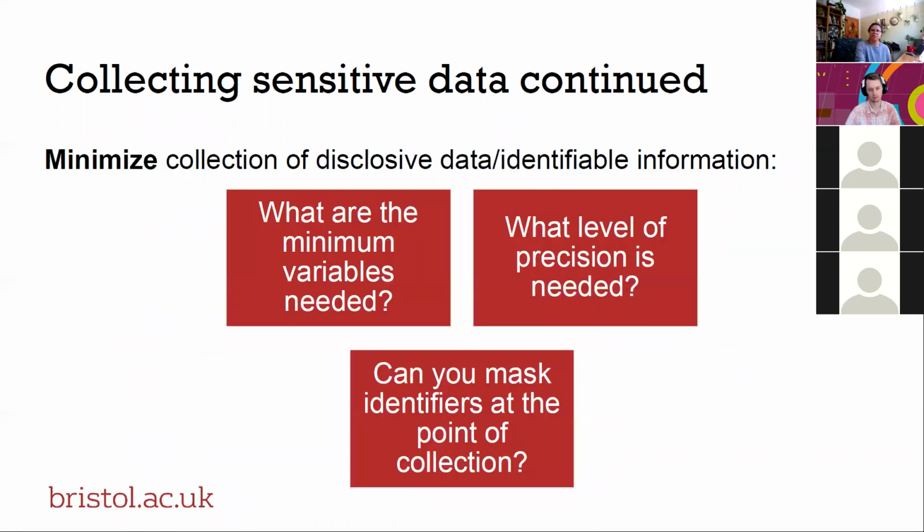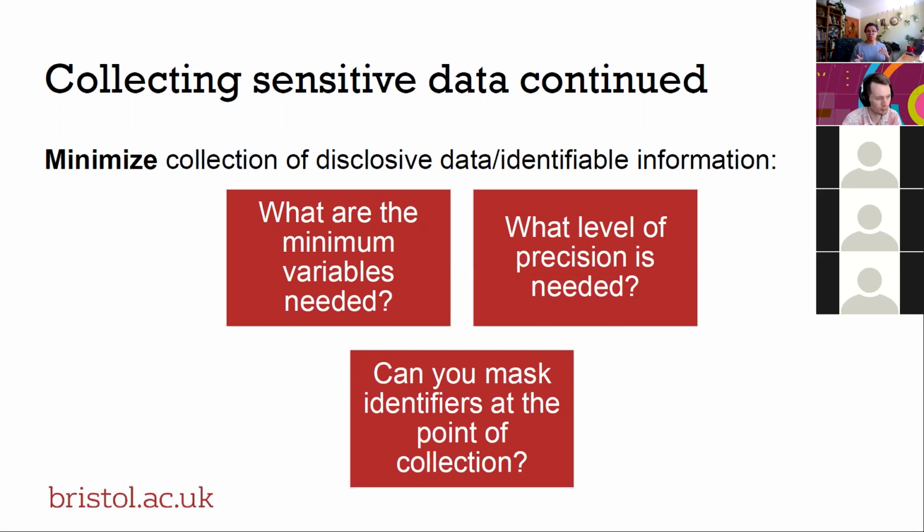Okay, so other things to think about are, as I mentioned, minimizing the amount of data that you collect. It's good practice anyway for data protection reasons, but it also means that you've got less to deal with, less to anonymize later on. So think about what the minimum variables are that you need to answer the research question, but also what level of precision you need. Do you need the full date of birth? Would just the year do, or the month and year? If you're dealing with geographical information, do you need the full postcode or would just the outcode work?